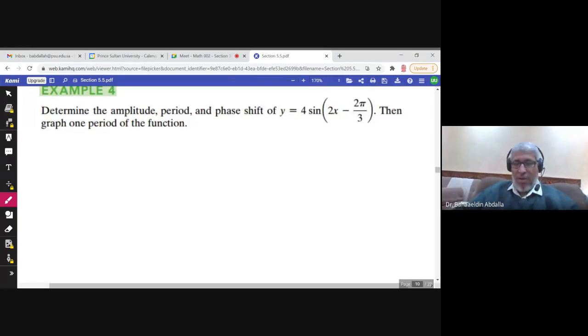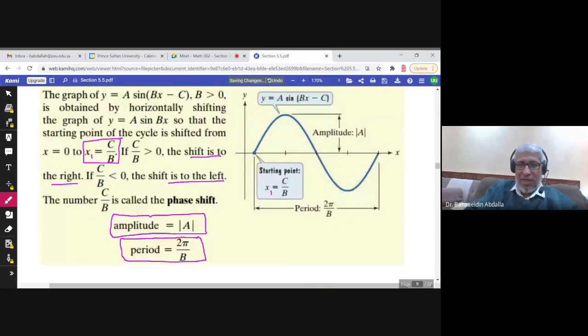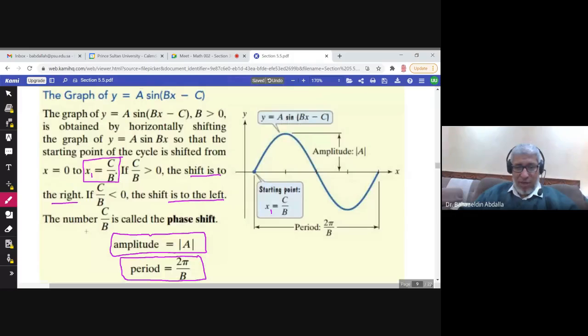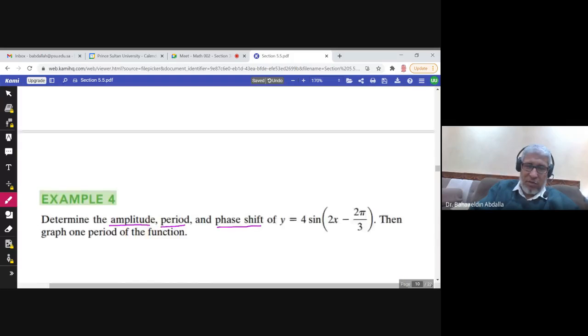Let us have a question. Determine the amplitude, the period, and the phase shift. What is the phase shift? The phase shift is c over b. The number c over b is called the phase shift. So phase shift means translation to the right or to the left.